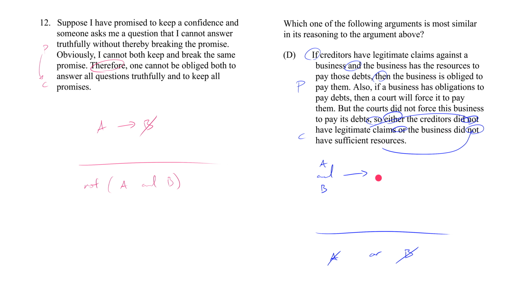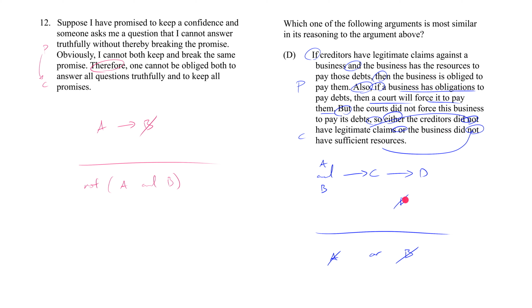Then C, right? Then C, obligated to pay them. Now we continue. Also, if C, right? That's just the same reference. If C, then D. Court will force it to pay them. But here, the last premise says courts did not force the business to pay its debts, not D.